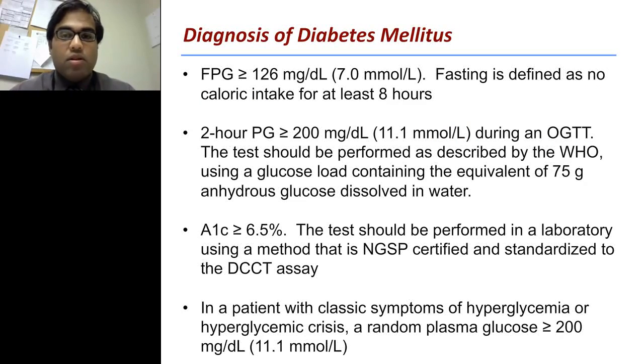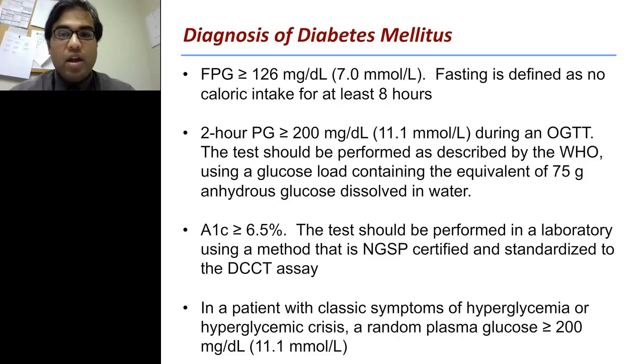Here are the criteria for a diagnosis of diabetes mellitus. So the first three criteria need to be repeated. You could either have a fasting plasma glucose greater than or equal to 126 milligrams per deciliter, or 7 millimoles per liter. Fasting is defined as no caloric intake for at least 8 hours.